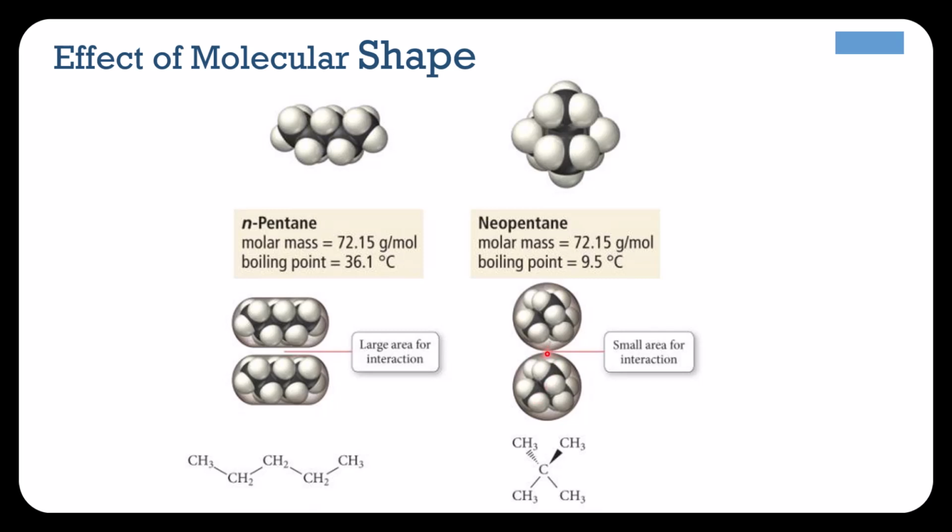So here, if I look at these two molecules next to one another, there's this teeny tiny little area for interaction to take place. So they have the same polarity, they have the same molar mass, but when I look at their shape, I would say n-pentane has a stronger intermolecular force because it's more opportunity for interactions to take place. Neopentane would have a weaker intermolecular force, less opportunities for those intermolecular attractions.